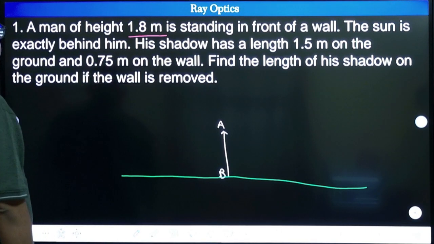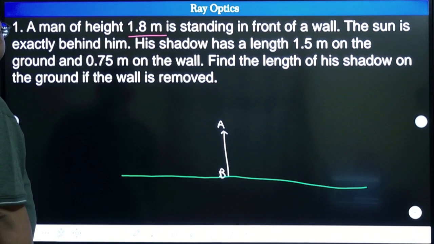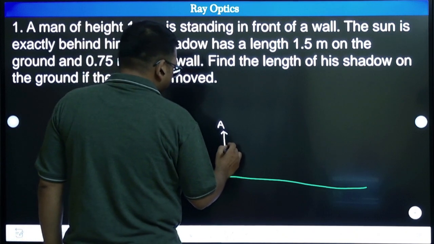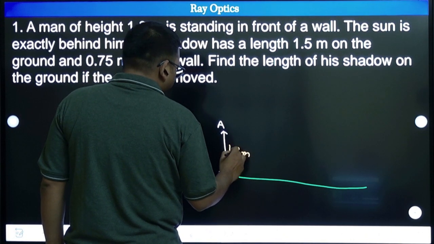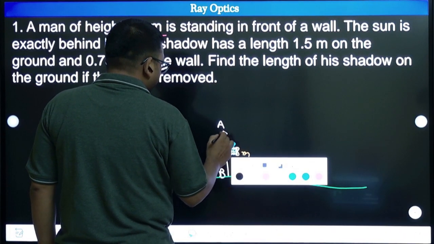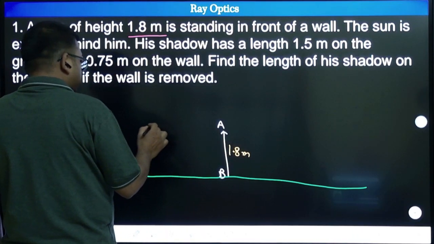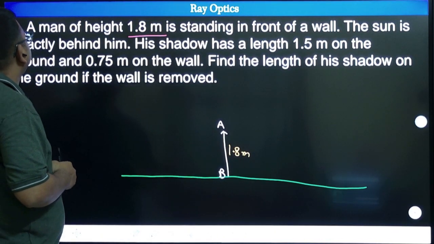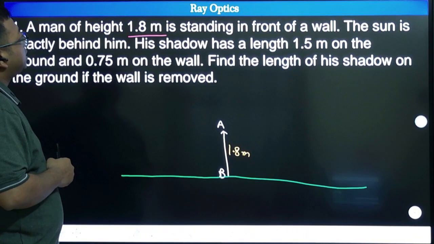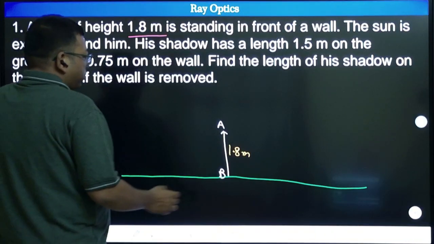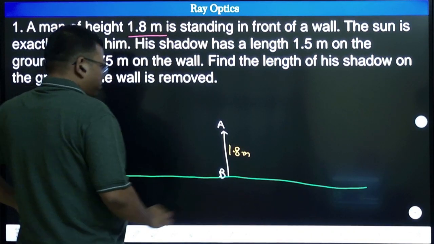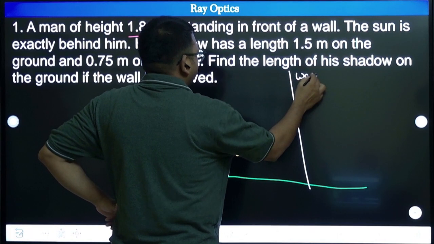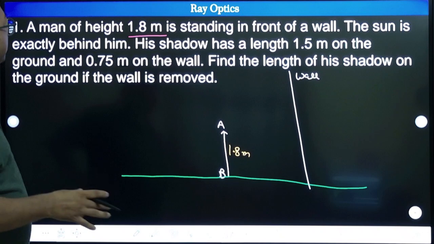Okay, ground 0.75 meter. The sun is exactly behind him. His height is given as 1.8 meters, and sun is exactly behind him means what? Do I take sun behind him as exactly behind where? That is what we need to understand. A man of height 1.8 meters standing in front of a wall. So there is a wall. Wall also will have some length. How much length we don't know, but you can take a big wall. Okay, right. The sun is exactly behind him.